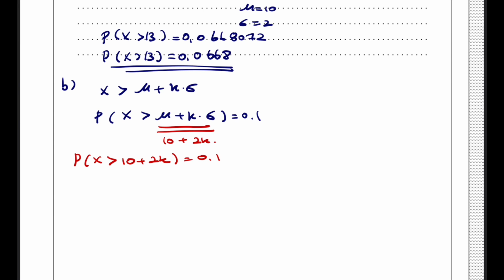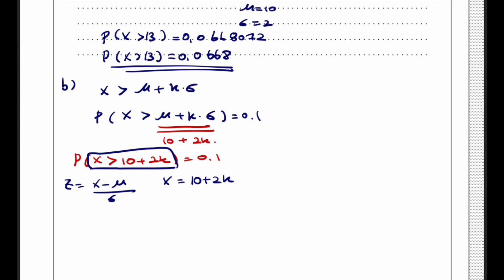So using the z-score formula, you can definitely skip this step, right? But I'm just going to show you the reasoning behind this question's solution. So we know that this is the z-score formula. And then we do know that x is also equal to 10 plus 2k, right?